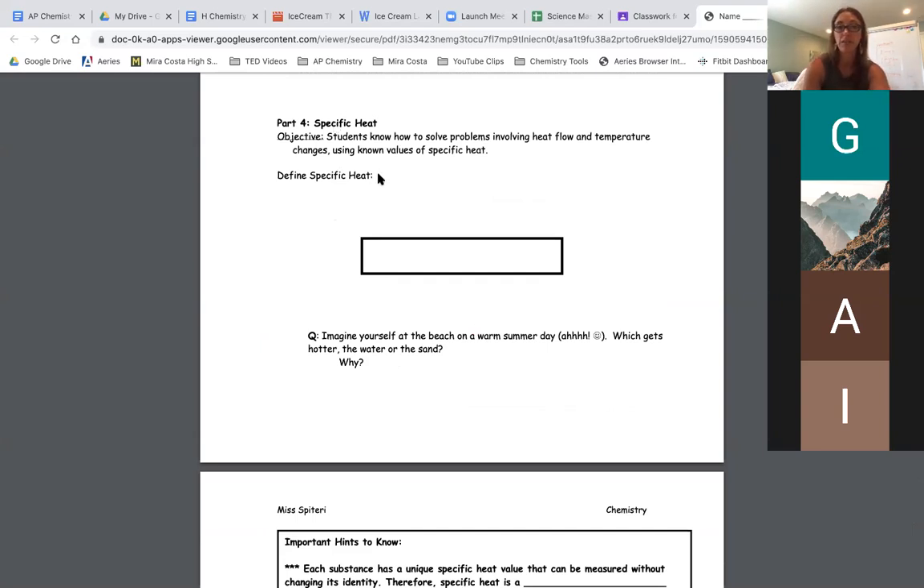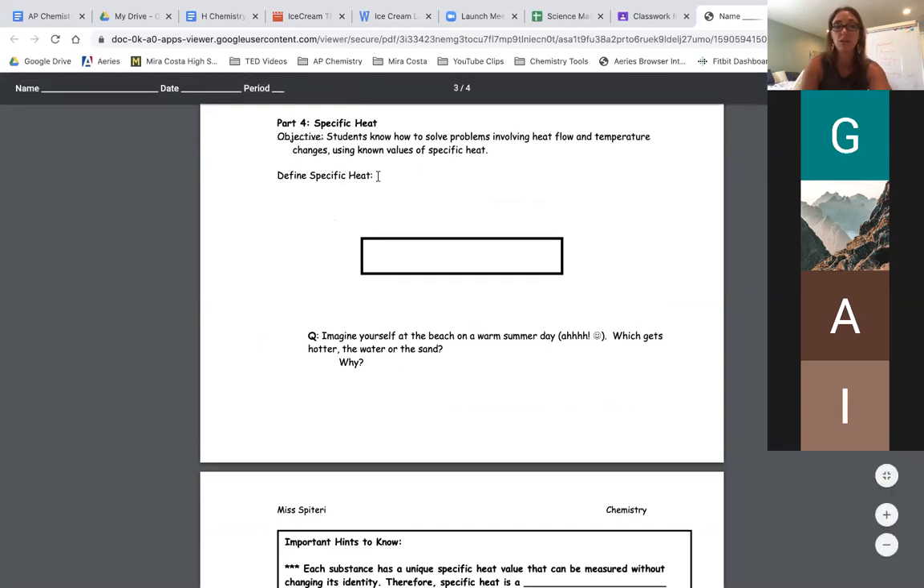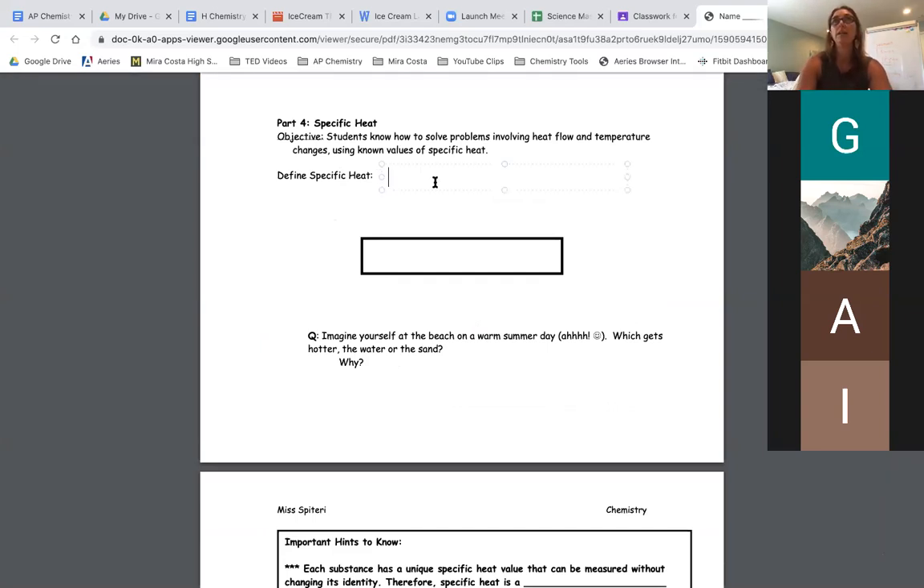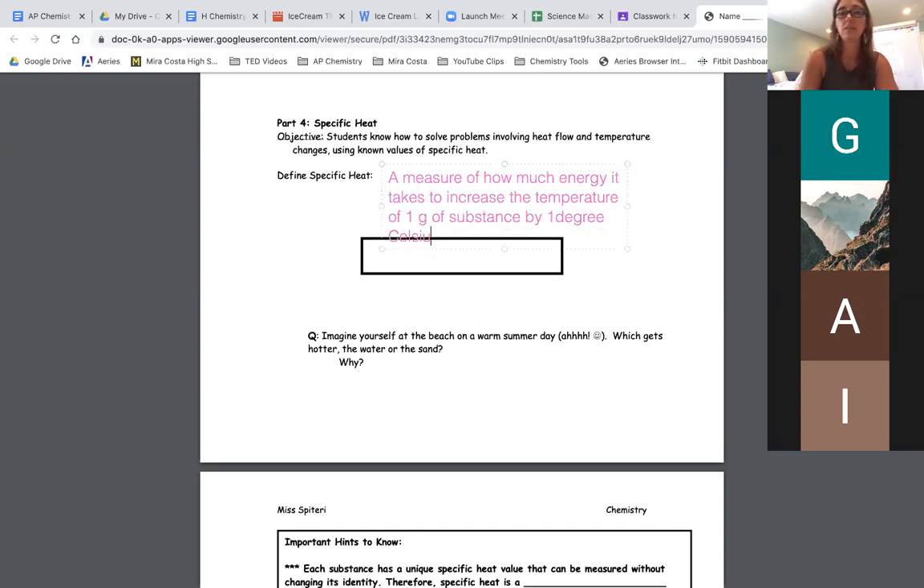Now specific heat is basically a measure of how much energy it takes to increase the temperature of 1 gram of substance by 1 degree Celsius. I don't know how to do a degree sign, so I'm going to write it out. 1 degree Celsius or 1 Kelvin.